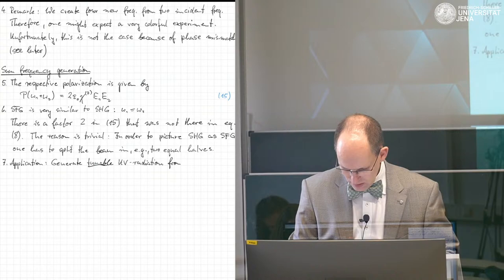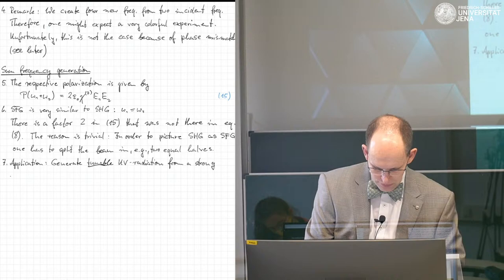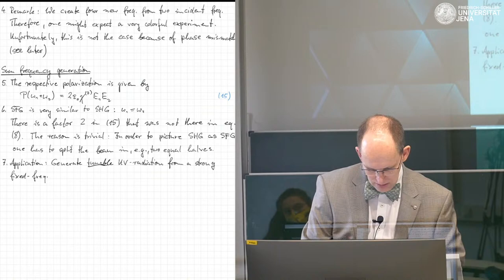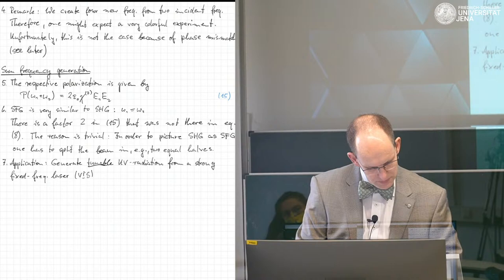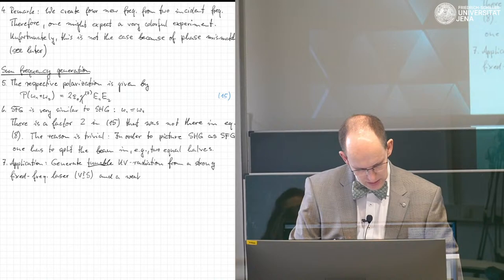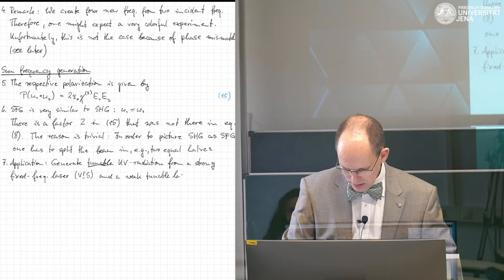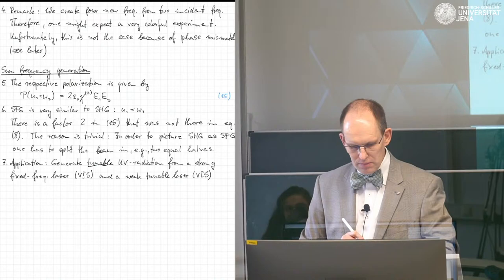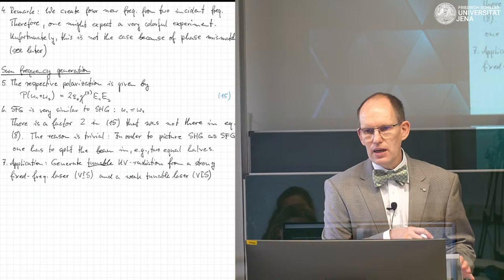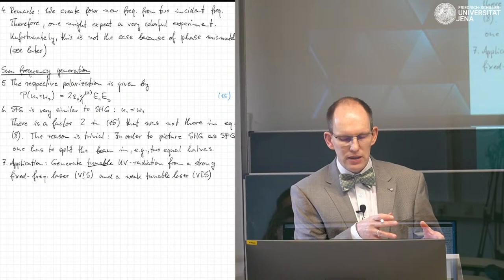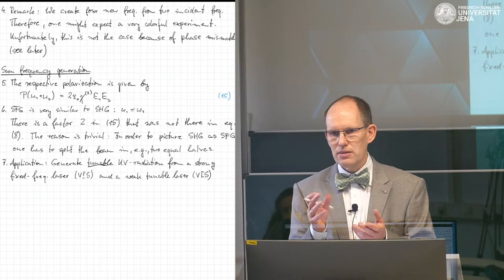From a strong fixed frequency laser, say in the visible, and a weak tunable laser, say also in the visible. Now you realize, of course, that a fixed frequency laser is in general less complex than a tunable laser, and therefore it's likely that the fixed frequency laser is the strong laser and the tunable laser is the weak laser.